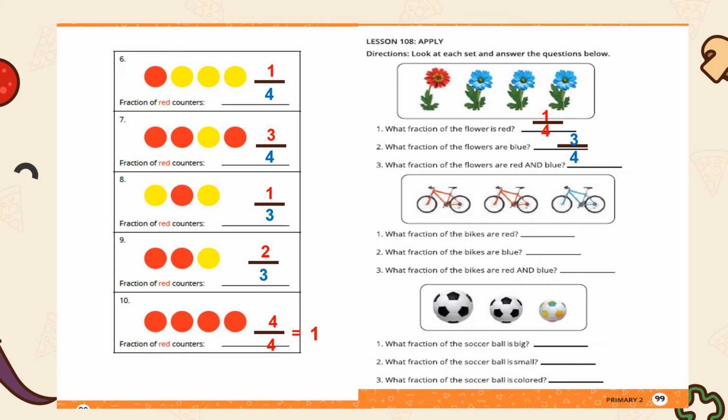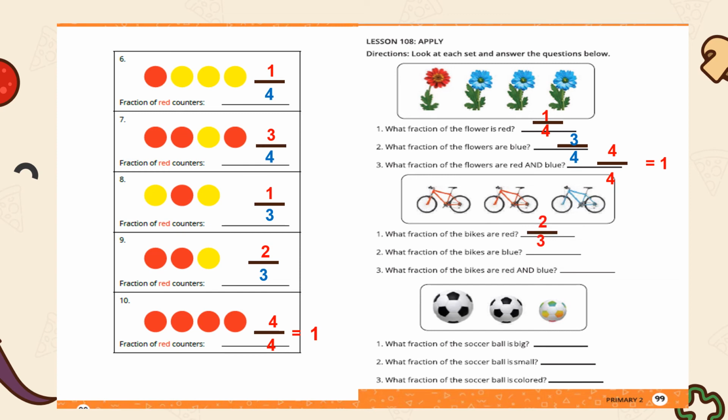Number 3, what fraction of the flowers are red and blue? So the total is 4 and he needs red and blue, they are 4. So the fraction is 4 over 4 equals 1. Next, we have a group of pipes. He asked what fraction of the pipes are red. We have the total is 3. How many red? They are 2. So the fraction is 2 over 3.